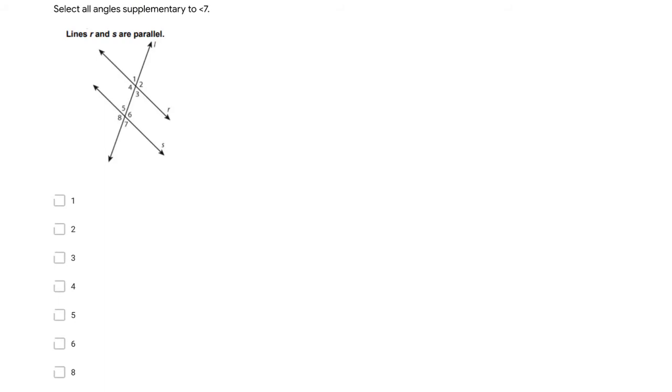On this one, it says select the angles that are supplementary to angle 7. Well, here's angle 7. The ones that are supplementary are going to be all the ones that are not congruent. So 6 is supplementary, that's a linear pair. 8 is supplementary to 7, also a linear pair. And then 2 and 4 would be supplementary to angle 7 as well, because they correspond to 6 and 8. So all the even numbers right there would be supplementary to angle 7. And supplementary means that the angles would add up to 180.